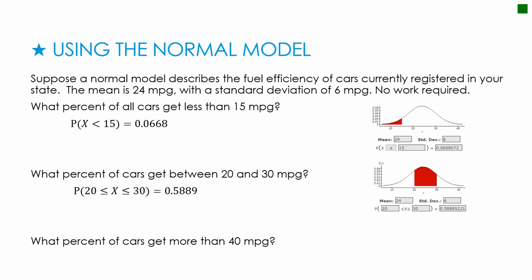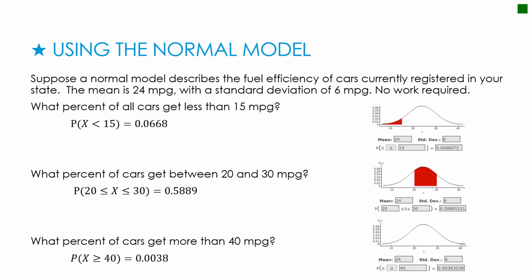And the last question says more than 40. And again, without having to find a z-score, I'm going to keep the 24 and the 6 right where they were. I'm going to replace my value here with 40 and make sure this is greater than because it's more than 40. And I end up with 0.0038.